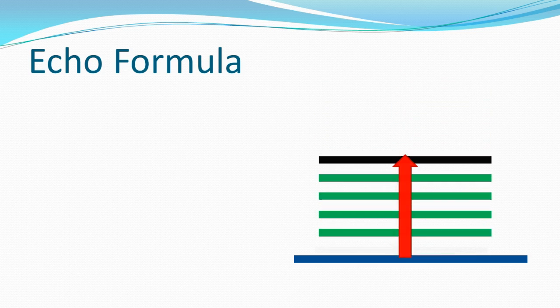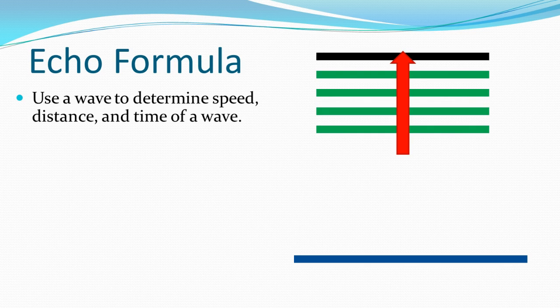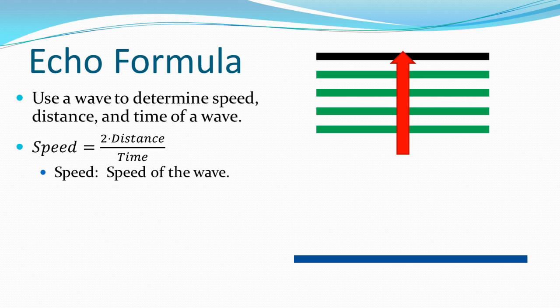So if we send a wave and it bounces off, we know the same speed. We can use that to find the distance and the time. So it's a formula that uses a wave to determine speed, distance, and/or time of a wave. The formula is speed equals 2 times the distance divided by time. When we talk about the speed, it's the speed of the wave. It's how fast it's traveling.